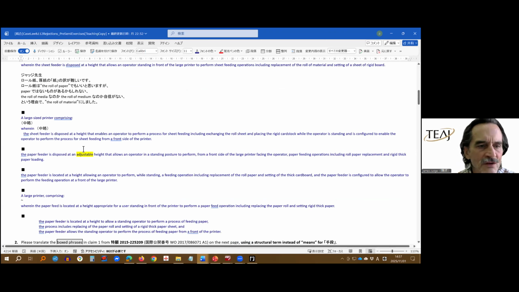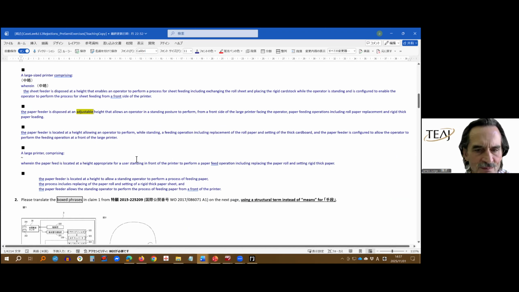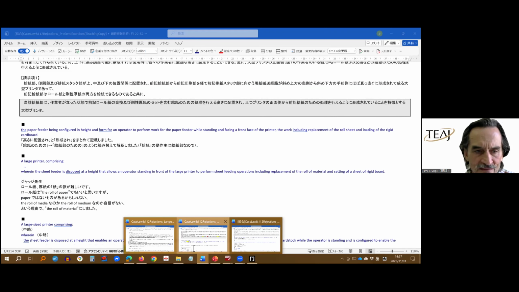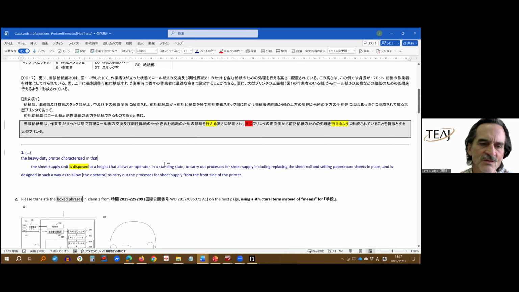Anyway, only one translator used adjustable. This is fantastic. It shows that this translator probably read through the spec a bit or considered what the problem was. But everyone else did a good job with the translation. But as I also did, I just stuck to the original Japanese text, which does not allow us to make the change without telling the applicant and talking to the benrishi or whatever and saying, look, there's a problem here. You have this phrase, chosei kano. Why don't we add that to the claim?